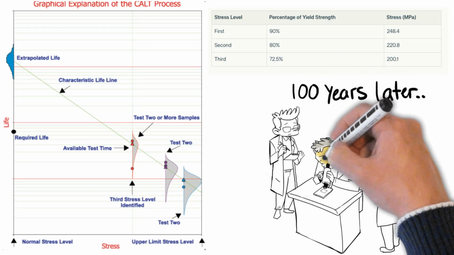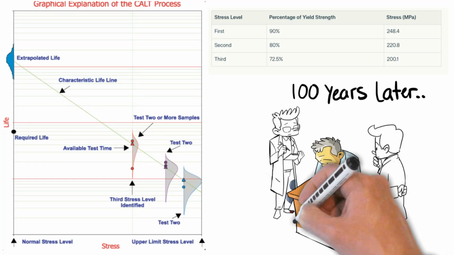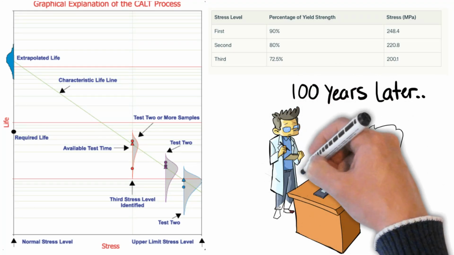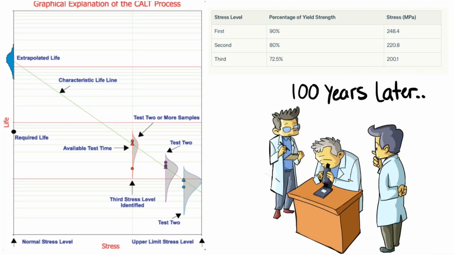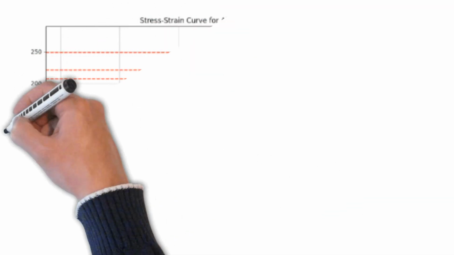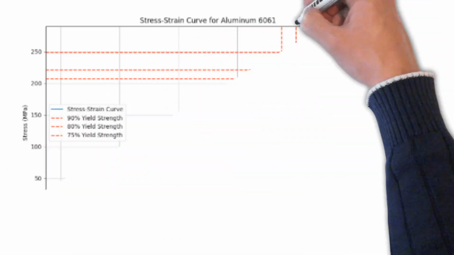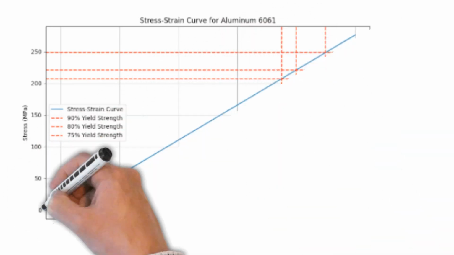1. First stress level, 90% of yield strength. This level is set at 90% of the yield strength, which calculates to 248.4 megapascals. 2. Second stress level, 80% of yield strength. This level is set at 80% of the yield strength, which calculates to 220.8 megapascals.